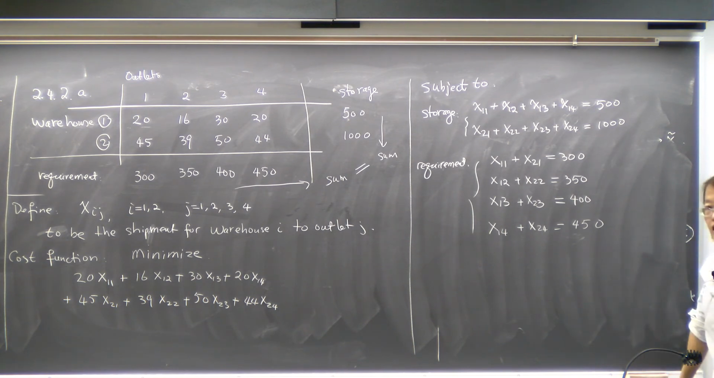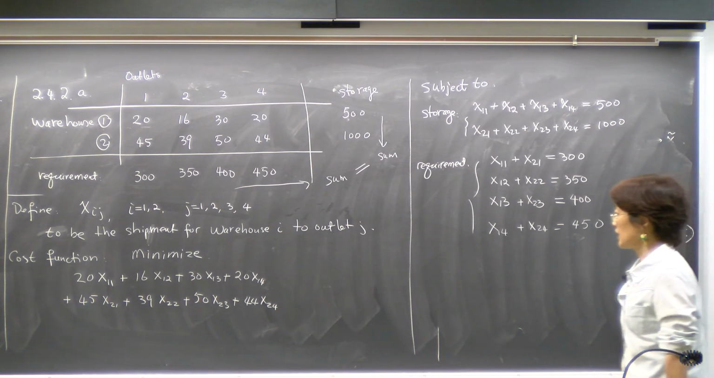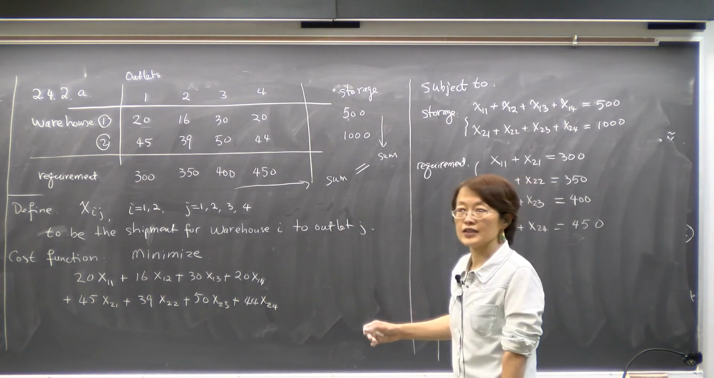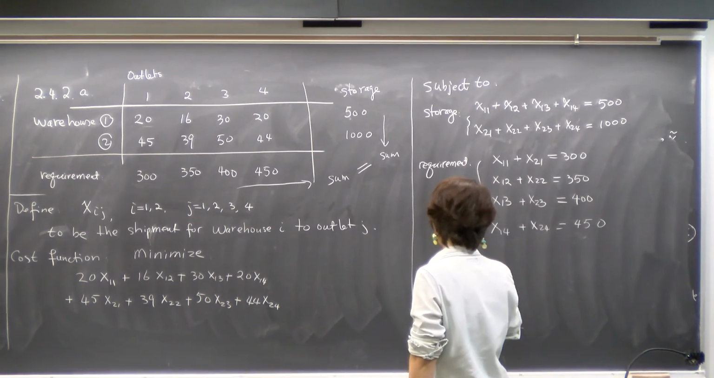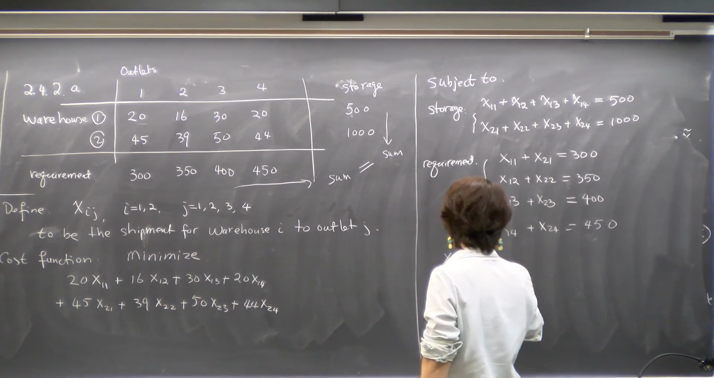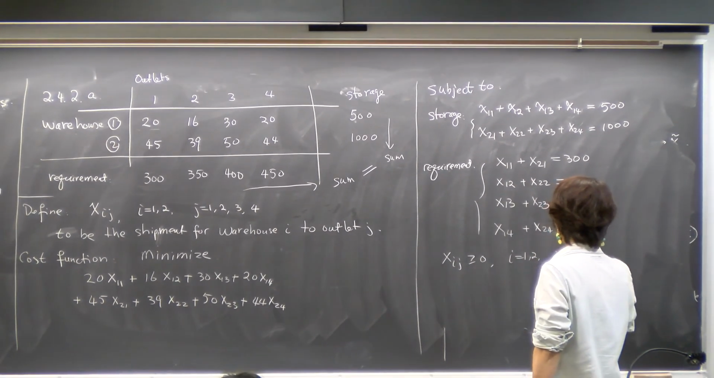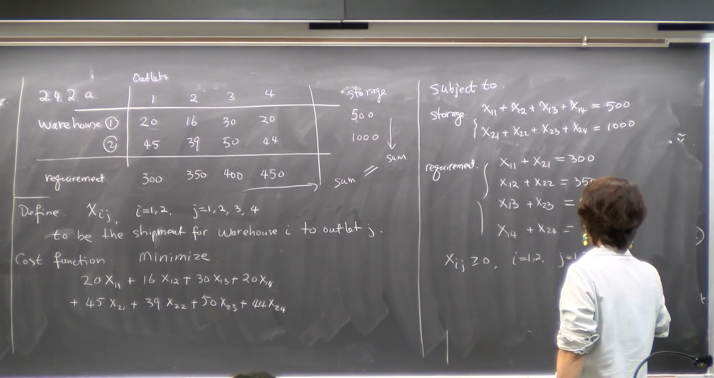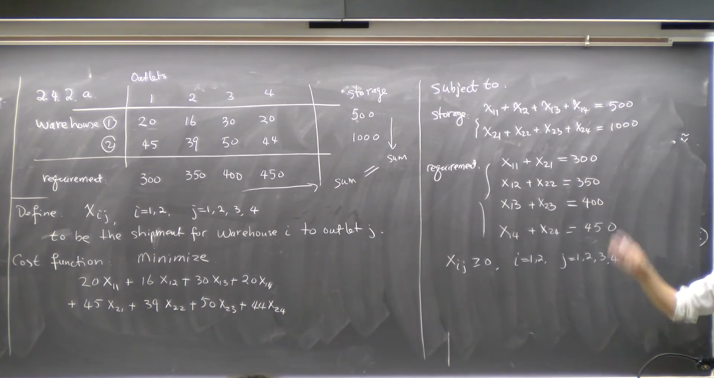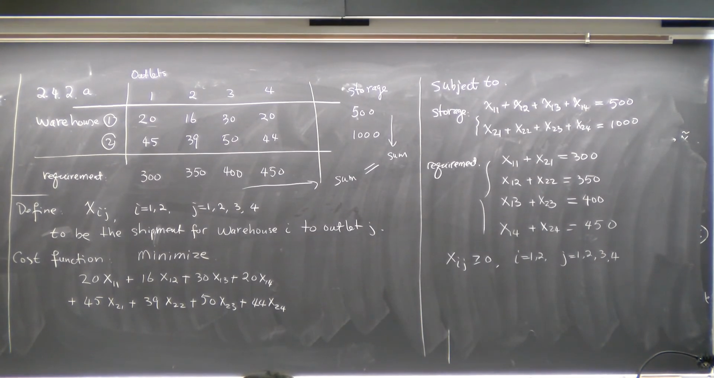So what you must not forget, that I have not written, is the positivity. That's important: xij is greater than or equal to 0, for i from 1, 2, and j from 1, 2, 3, 4. Okay? And that will be a perfect answer, losing no points. If you don't write this one, I will be forced to take away some points because it's important, the non-negativity. Is that clear?